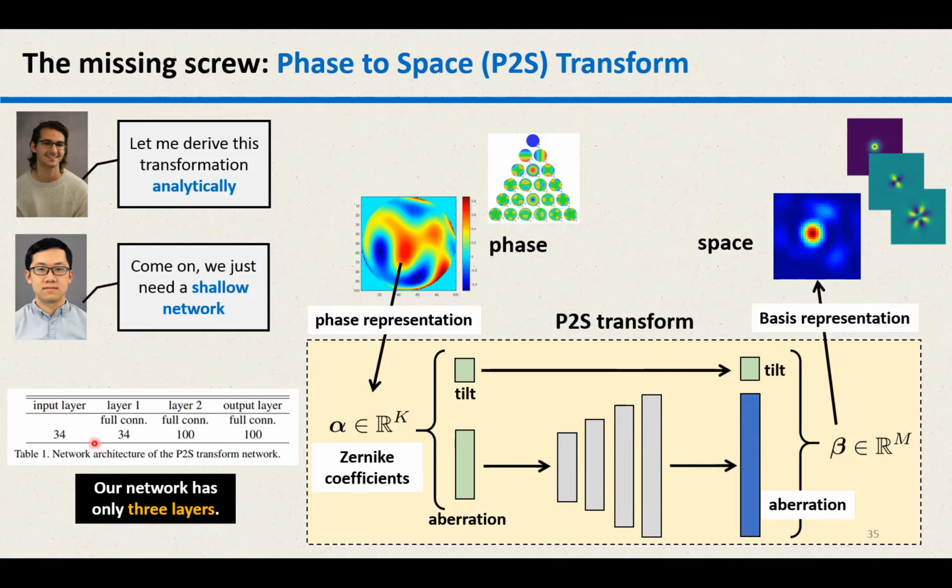The input dimension would be 34 because we have 34 Zernike coefficients, and then the output will be 100. This is arbitrary. We just try 100 coefficients. That seems to be enough. You're just turning this 34-dimensional vector into a 100-dimensional vector. And once you have trained this network with enough data, you can just do this on the fly. And since this network is so small, you can parallelize it, and you can repeat this calculation for every pixel using GPUs, and that can speed up the process by a lot.